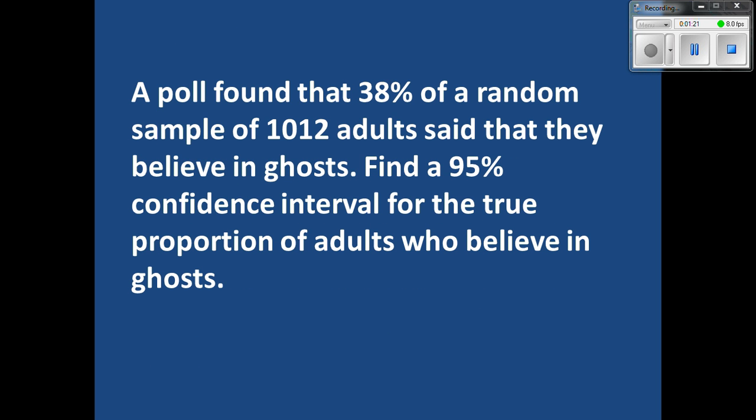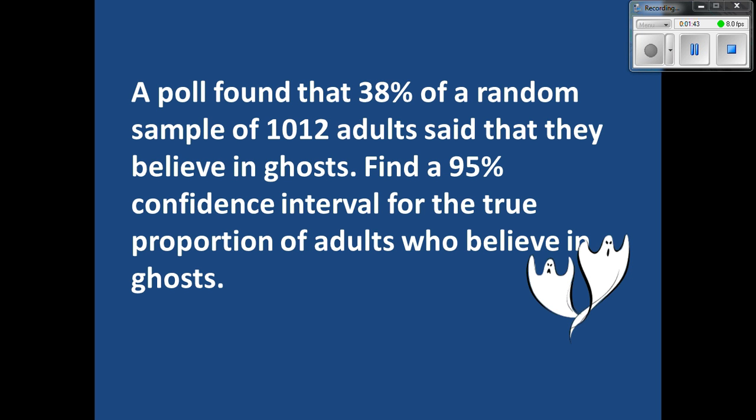But anyways, let's go back to the example we did at the end of the first video. A poll found that 38% of 1,012 adults said they believe in ghosts, and we went through the steps to find a 95% confidence interval. And of course we had to check the conditions and everything. What I wanted to show you though is there is a way to get the interval on your calculator, and I have no problem with you doing it that way.